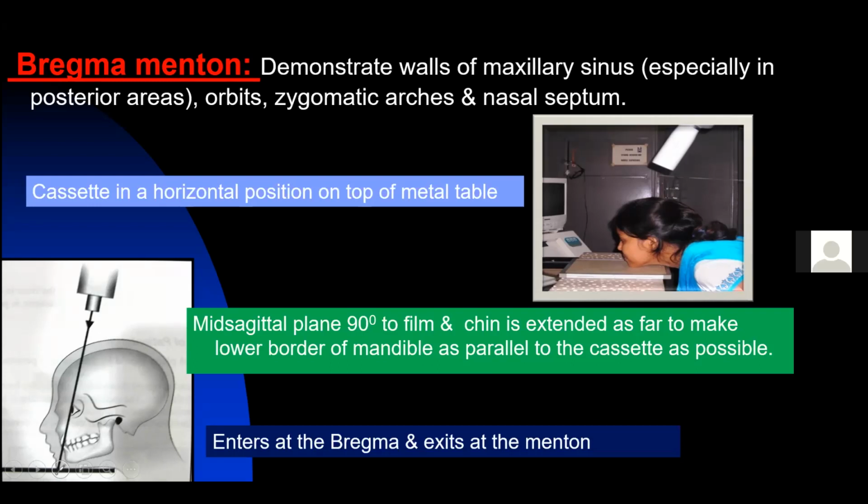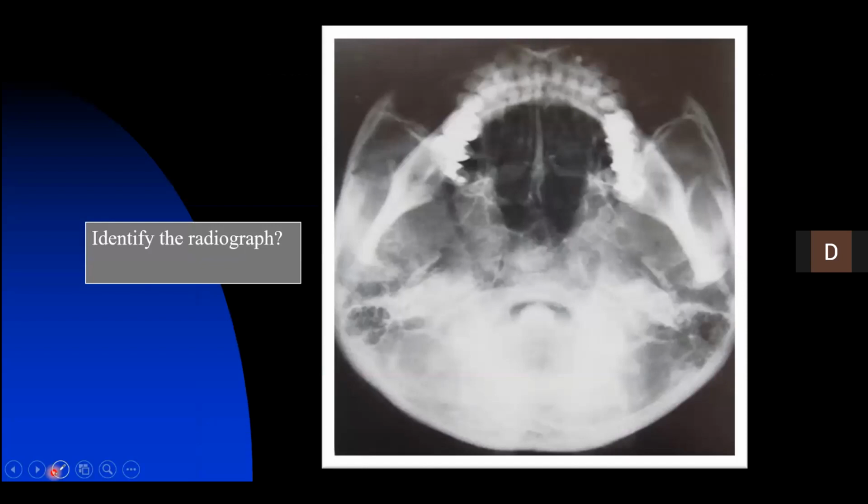Now, who will tell me the indications for Waters view? Coronoid fracture, ethmoidal fractures, Le Fort fractures, and viewing all the sinuses. Very good. So all sinuses, then Le Fort 1, 2, 3, nasoethmoidal complex, coronoid. Okay, this much you will remember, so everything is okay.